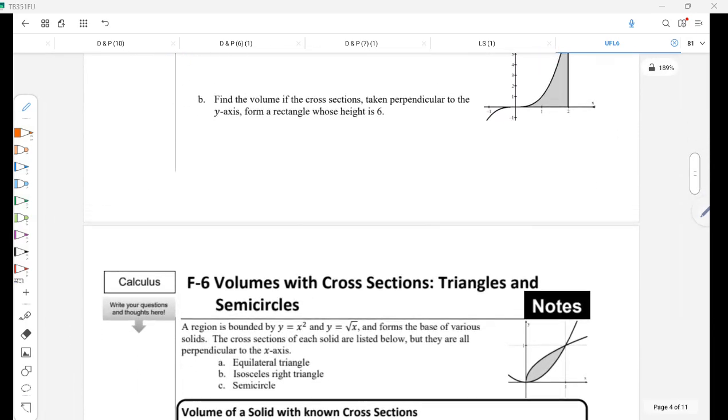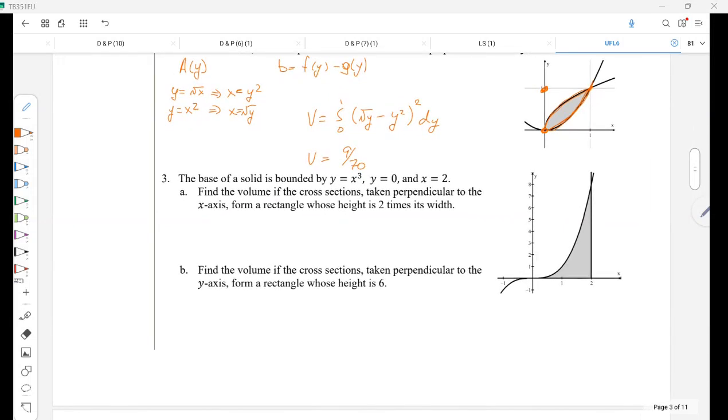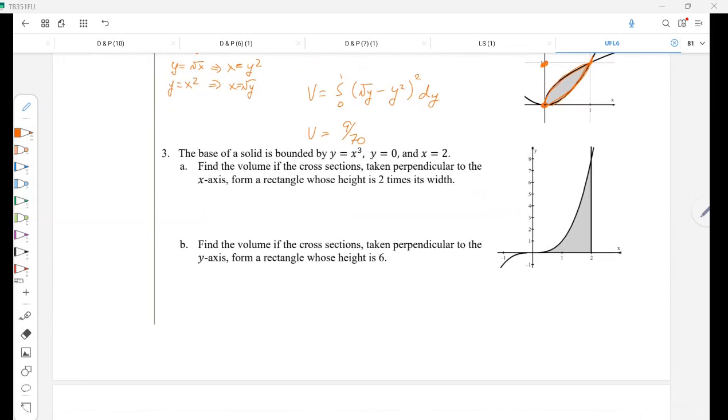All right, so let's do the third example and then hopefully have a couple minutes to try a couple on our own. So new example, base of a solid is bounded by three functions, y equals x cubed, y equals 0, and x equals 2. Find the volume if the cross sections taken perpendicular to the x-axis form a rectangle whose height is 2 times its width.